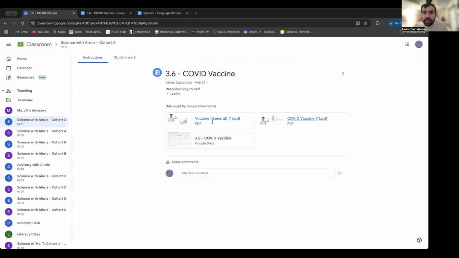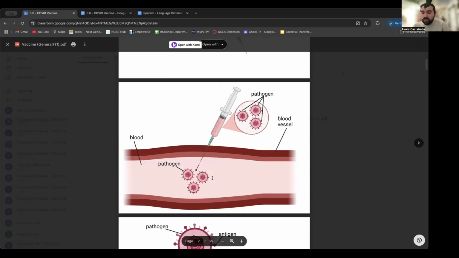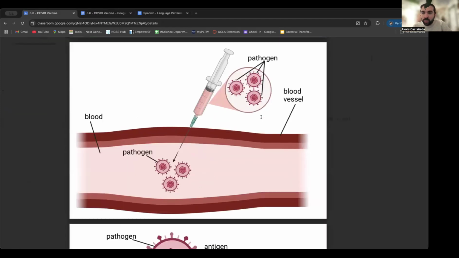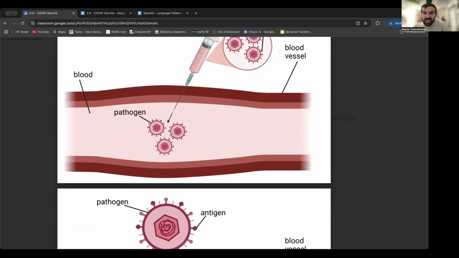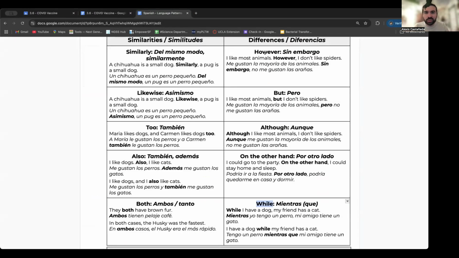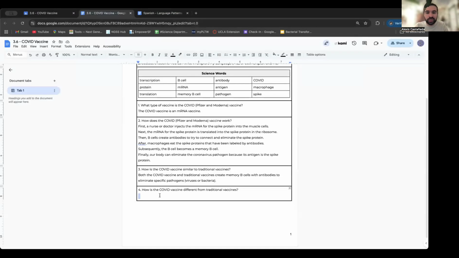However, in a general vaccine, we are injecting a pathogen. It's just dead or it's very weakened. So that's the big difference. I use the word however, so let's just use however. So the traditional vaccines inject a pathogen to teach the body how to eliminate the pathogen in the future.